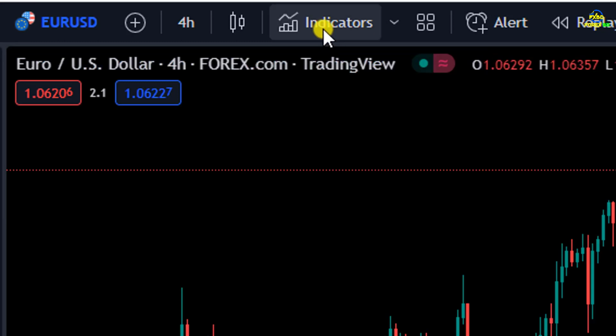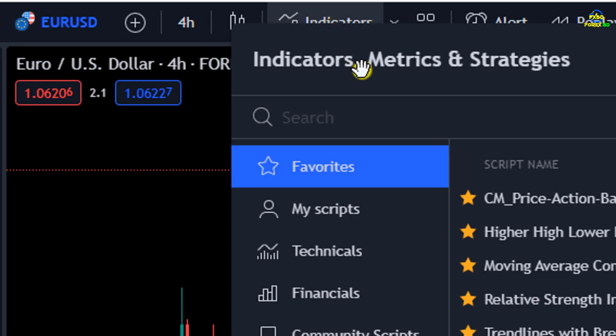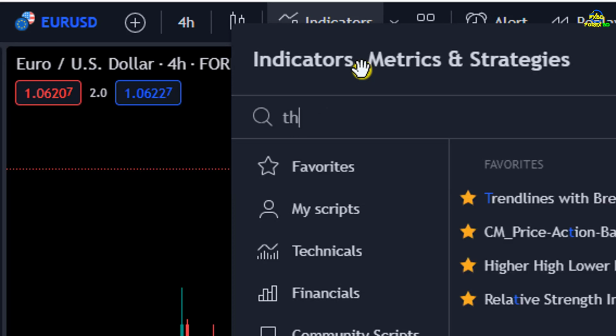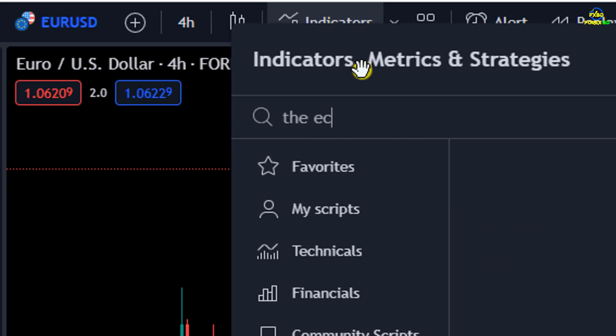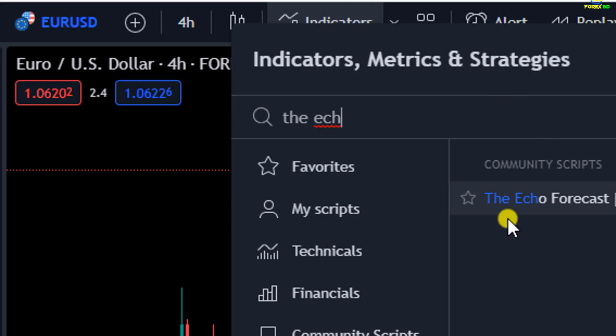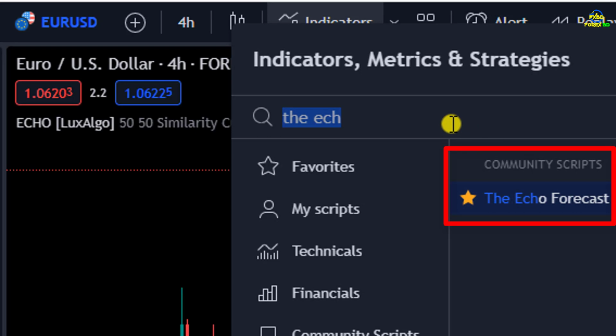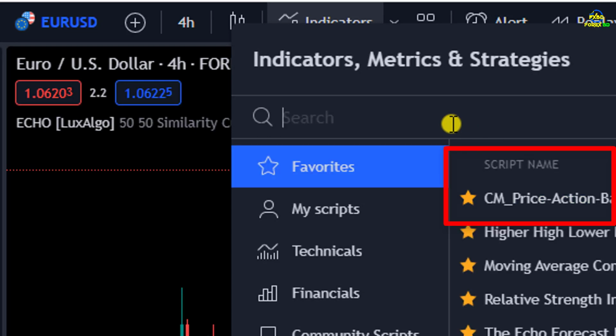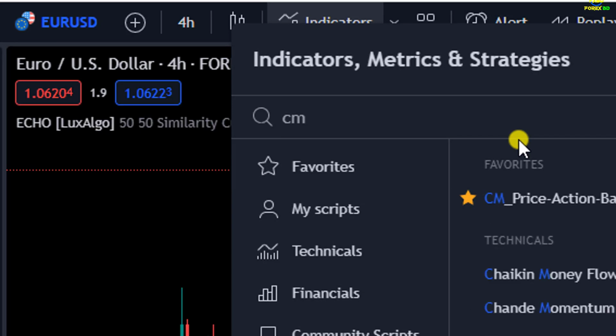To set up the indicator, you will come to the indicator option and type the name of the indicator and search. Here we will make a total of 3 indicators. You must first search by typing the echo forecast, so an indicator will appear in front of us. If you click on it once, this indicator will be set up. Then we will search by typing CM price action. This indicator is in front of us. If we click once on it, this indicator will be set up.